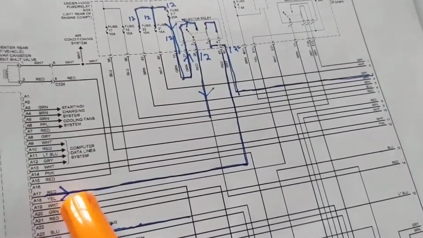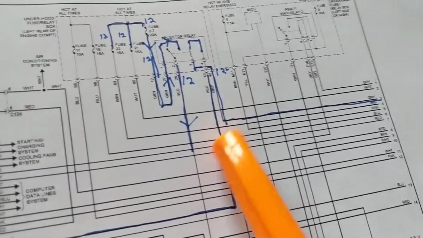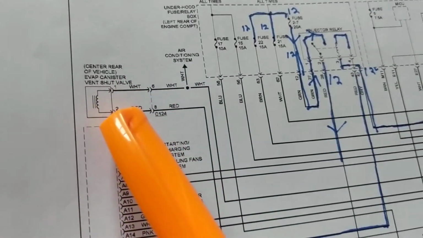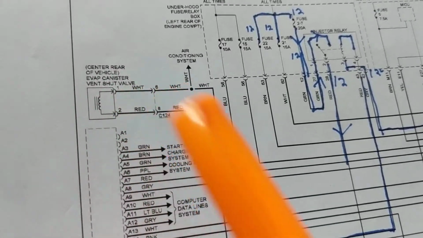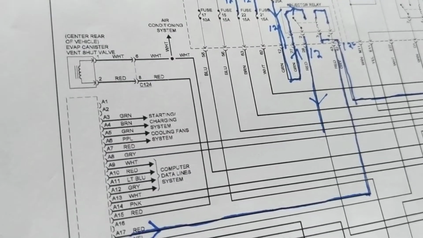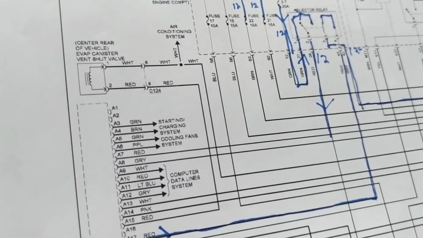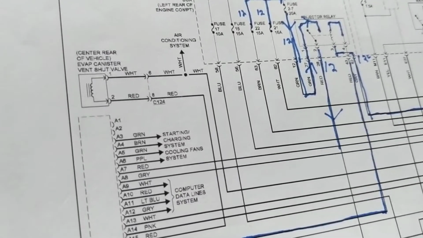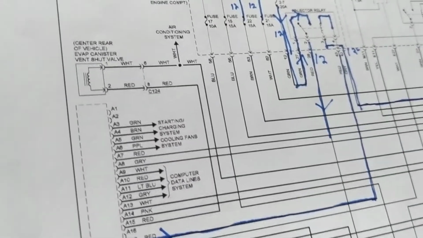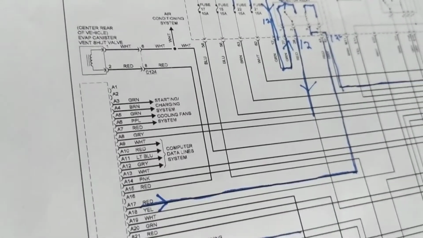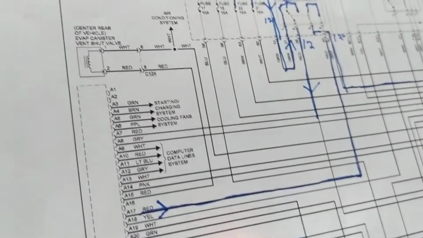There's something called an output. An output can be a valve, an evap canister vent shut valve. Let's say we have vapor coming out of your fuel tank. It has to be stored somewhere. It's stored in a charcoal canister. When it's needed to be burned, obviously, it's going to go into the engine. All these things are computerized to open up the valves to allow this.